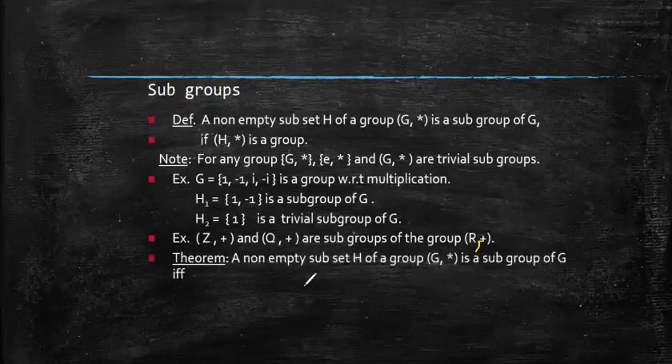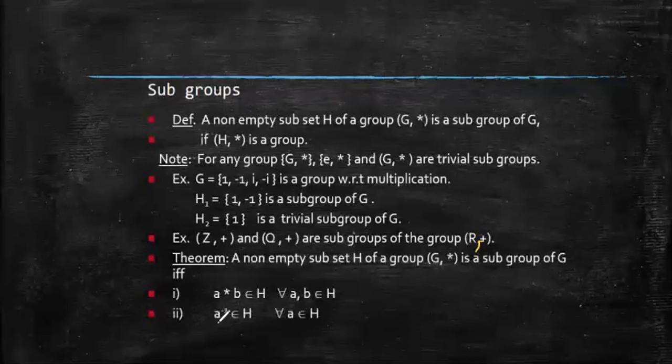Now a non-empty subset H of a group G is a subgroup of G if and only if, what are the conditions? First and foremost, it should satisfy the closure property. So if A comma B belongs to H, then whatever the result of your operation, it should also belong to H, and there should be an inverse element in H. Okay, so this is a subgroup.